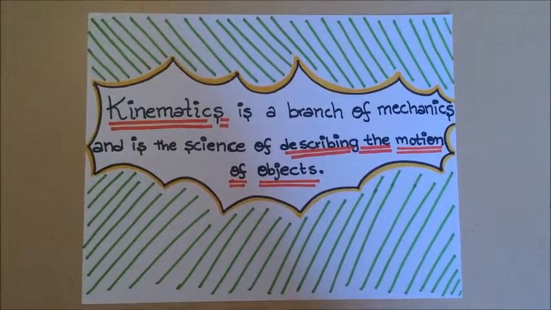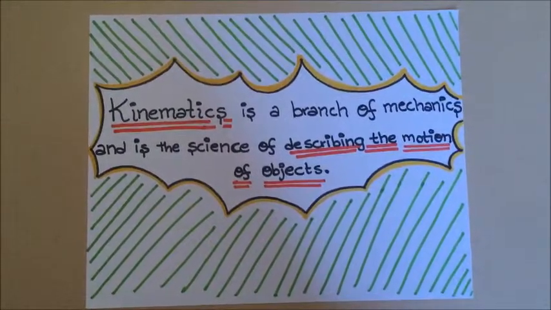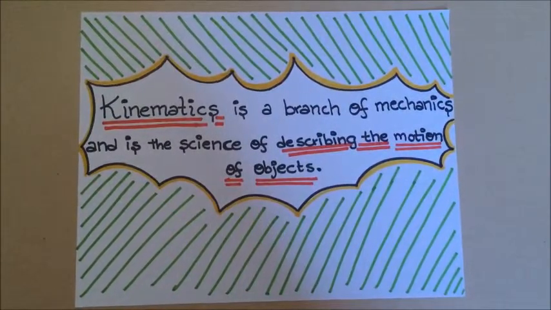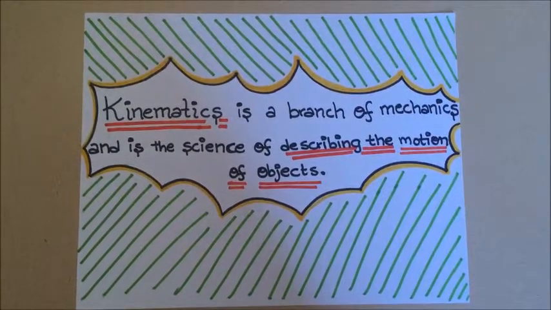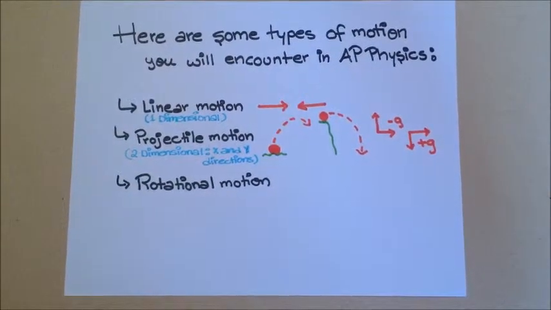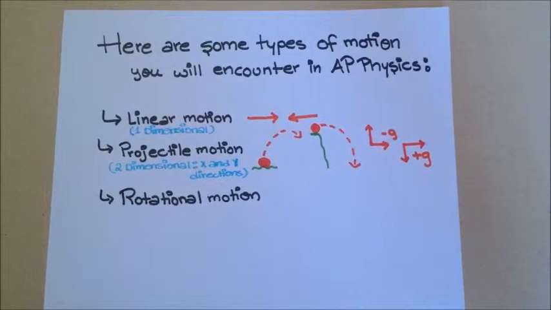So what is kinematics? Kinematics is a branch of mechanics and is a science of describing the motion of objects. Here are some types of motion you will encounter in AP Physics.